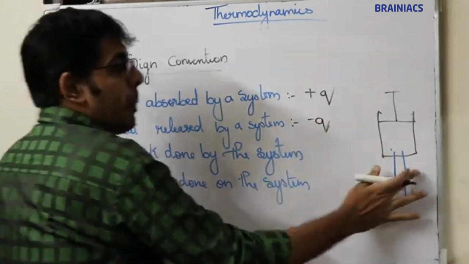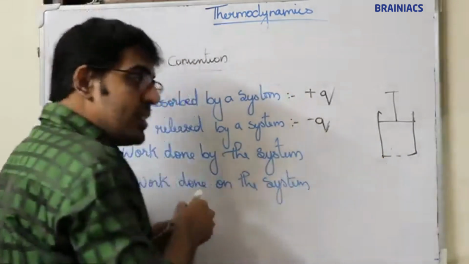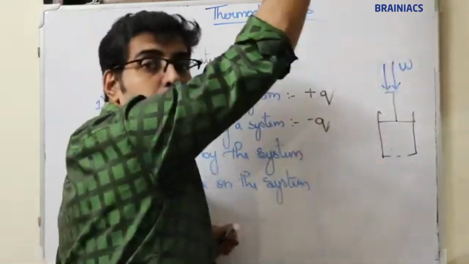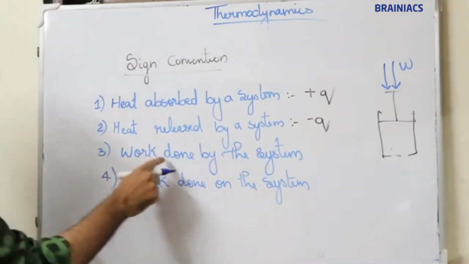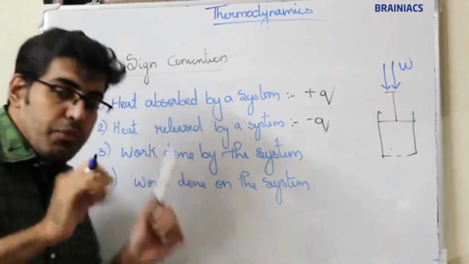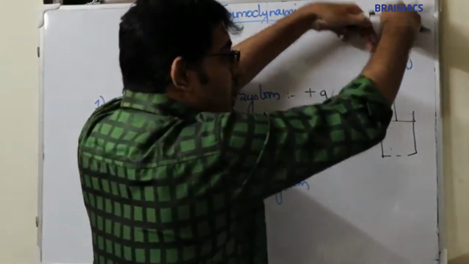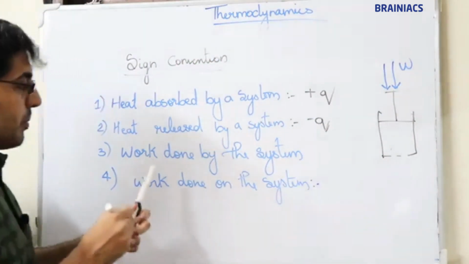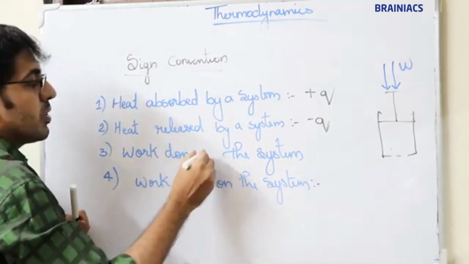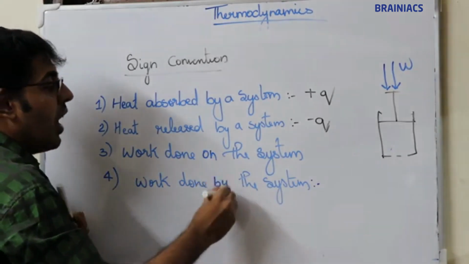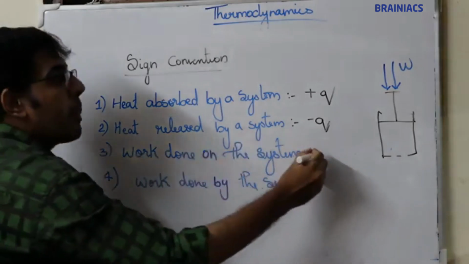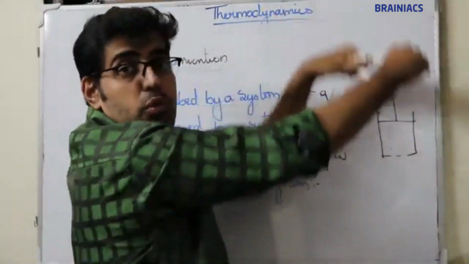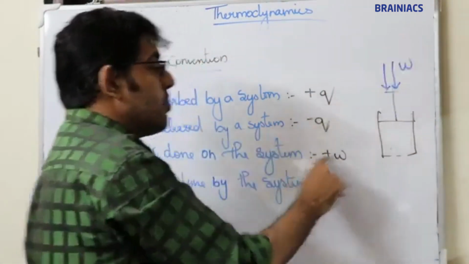Now, work. If work is done on the system, if we are doing some work on the system, that means I am pushing this piston, that means I am doing work on the system. Work done on the system is taken as plus W because we are supplying work energy. So work energy done on the system, that is plus W.